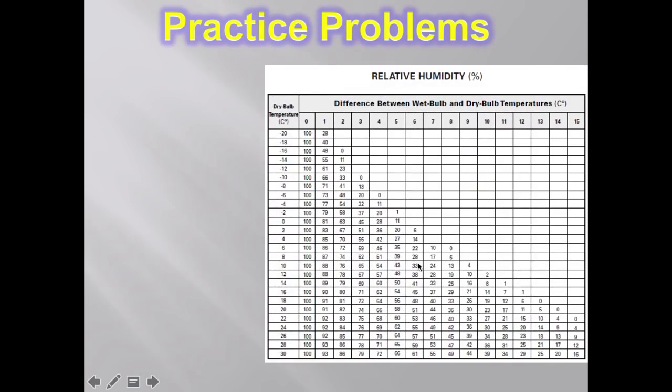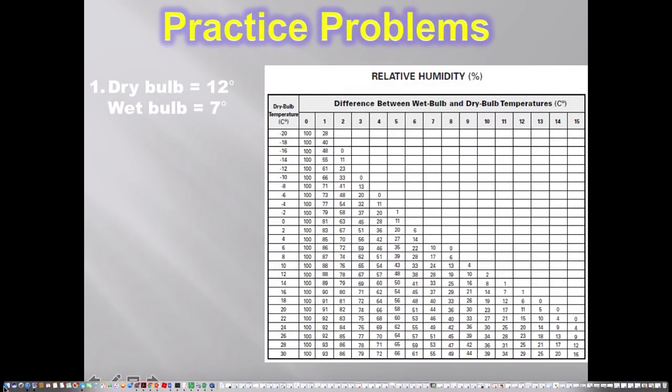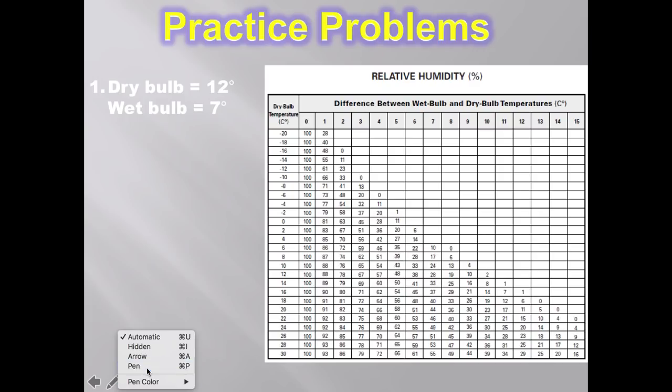So let's do some practice. I'll do one with you. So the dry bulb on this one is 12. So I'm going to go to dry. I'm going to go to 12, which is right here. And the wet bulb is 7. Don't go to this one. I want the difference. So 12 minus 7 is 5, which you, of course, already knew. So I'm going to go here. I'm going to go down and over, and my answer is 48%.